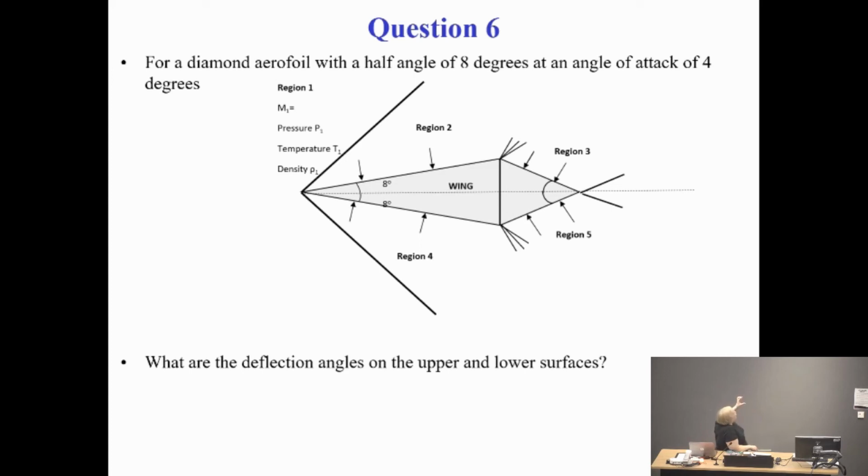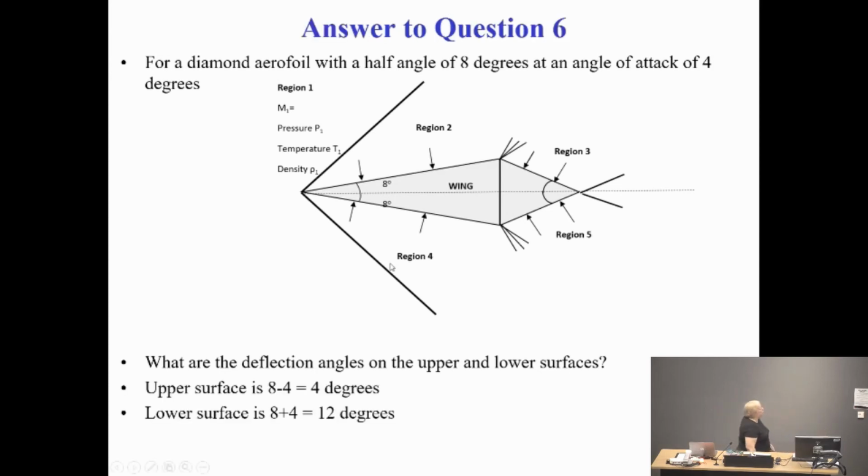So 8 degrees on the upper surface, 4 degrees angle of attack: 8 minus 4 becomes 4. 8 degrees on the bottom is going to be increased by the 4 degrees angle of attack, so that one becomes 12. So when you do the calculations on the x-axis, the fact it's an 8 degree half angle is not what is used here. What would be used is 4 degrees deflection to find the shockwave angle on the upper surface, and 12 degrees deflection to find the shockwave angle on the bottom surface.